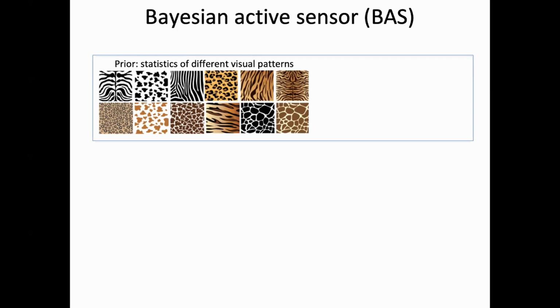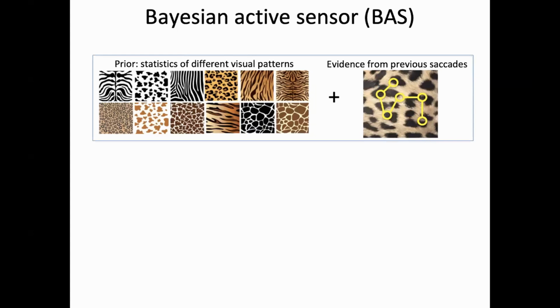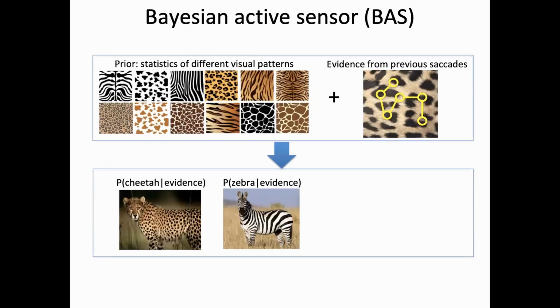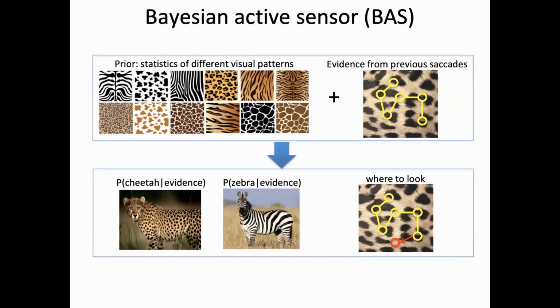The sensor uses two sources of knowledge. The first is the prior of the statistics of different visual patterns. The second is the evidence accumulated about the actual scene from previous saccades. Using this knowledge, the sensor first computes the probability that the scene belongs to a certain category given the evidence. In this example, whether the observed fur belongs to a cheetah or a zebra. Then it computes where to look next so as to maximally reduce categorization error.